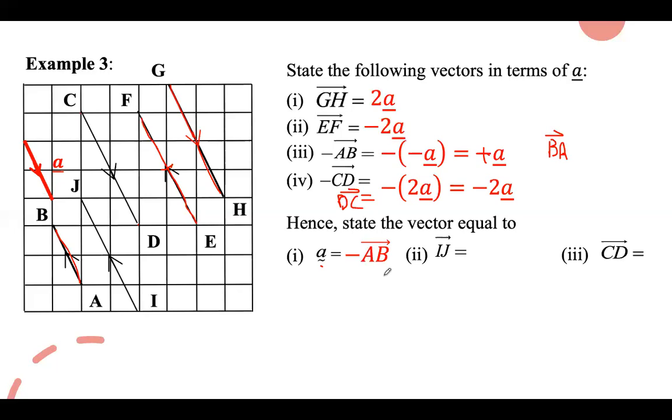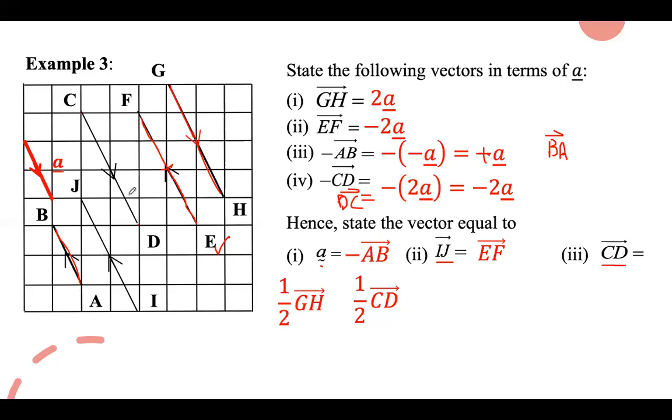Or we can represent vector A as half of CD, or half of GH, or half of negative EF, or negative half of IJ also can, right? Sorry, number 2 is IJ. IJ is going up. Okay, so what vector is equal to IJ? The most clear one is EF, then followed by CD.